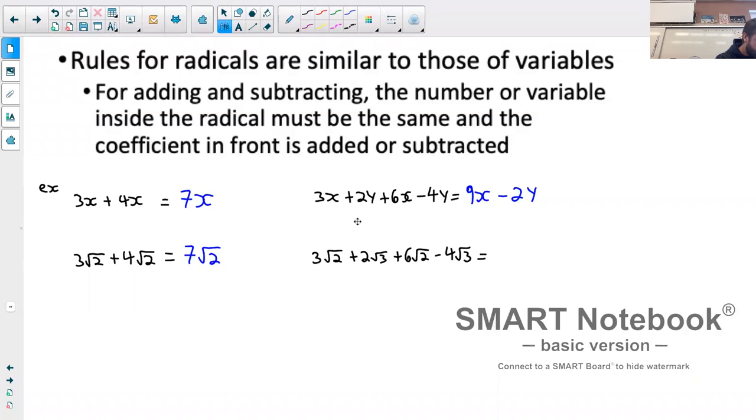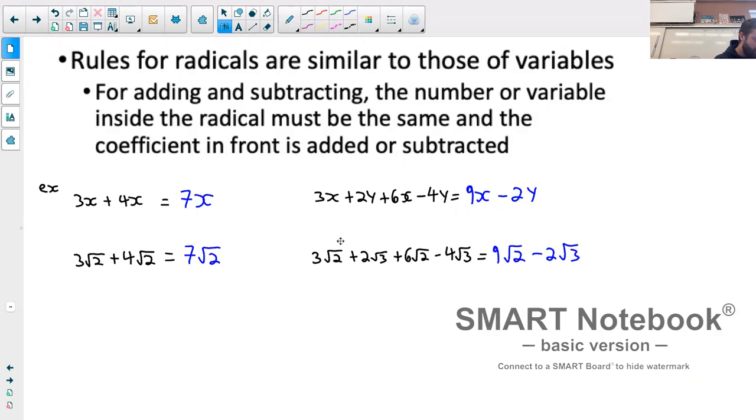We'll do the same thing with our radicals. So we can only combine our root 2's, and then we can combine our root 3's together. So we have 3 root 2 plus 6 root 2. So that gives us 9 root 2. And then we've got 2 root 3 minus 4 root 3. So minus 2 root 3.